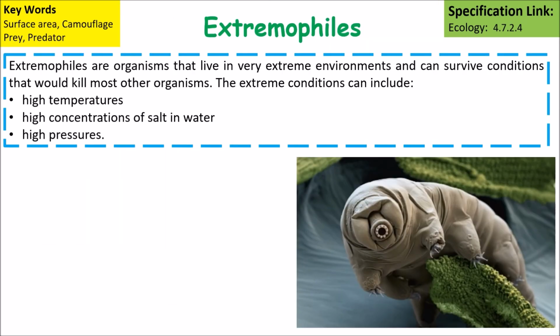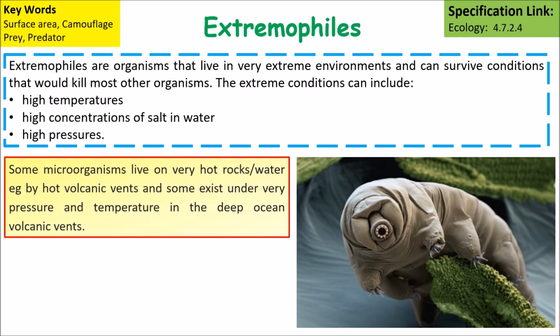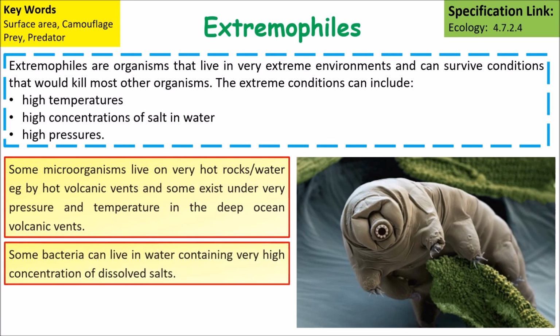Extremophiles are organisms that live in very extreme conditions. So these could be high temperatures, high salt concentrations in water, or high pressure. So some microorganisms live in very hot rocks and water. So for instance, next to volcanic vents. Some bacteria can live in water containing very high salt concentrations.